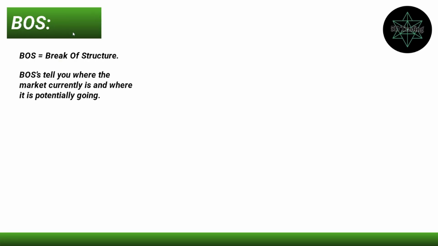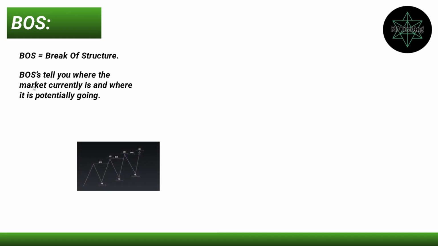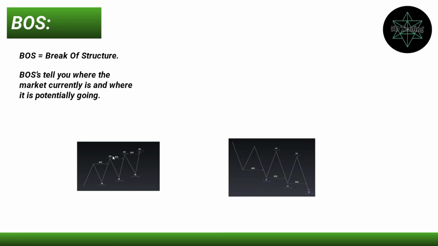And then we have a BOS, which means a break of structure. Break of structures tell you where the market currently is and where it is potentially going. So in the first image here, we have a bullish market again, an uptrend, just the exact same screenshot as before, but we've added break of structures on. So when we're putting in a higher high, for example, this high is higher than this high here. When we're doing that, we are breaking this high. So we break through that high, and that's a break of structure. And then again, we break through that high, putting in a higher high, and again, that's a break of structure. And then finally, we have another one there.